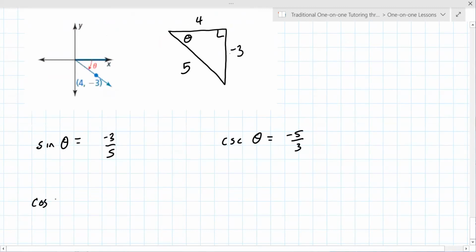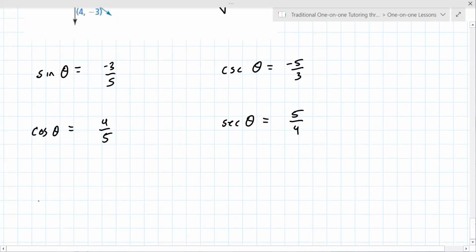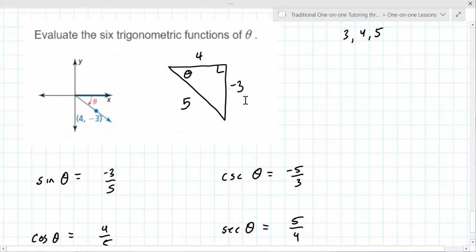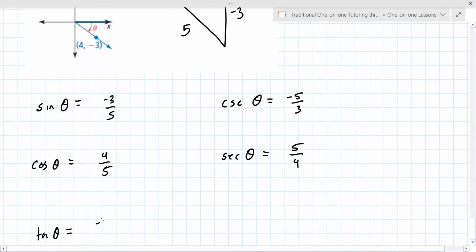The cosine of theta is 4/5. And so the secant of theta is the reciprocal, 5/4. Then there's the tangent of theta, which is opposite over adjacent, -3/4. Cotangent theta is the reciprocal of that, -4/3. You know, it all starts with SOHCAHTOA.